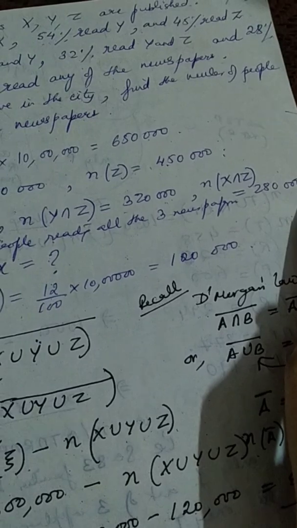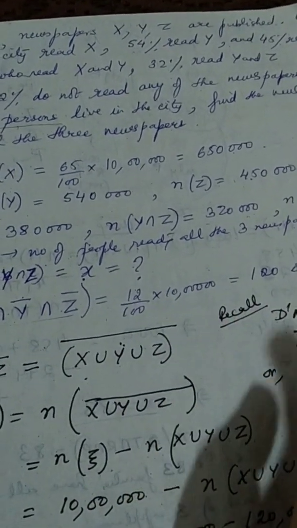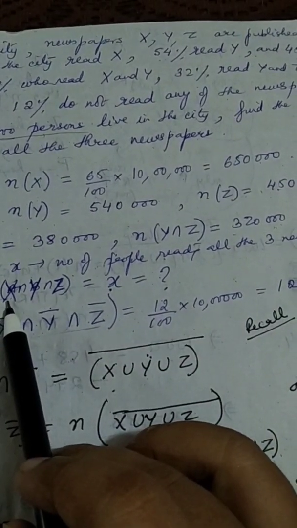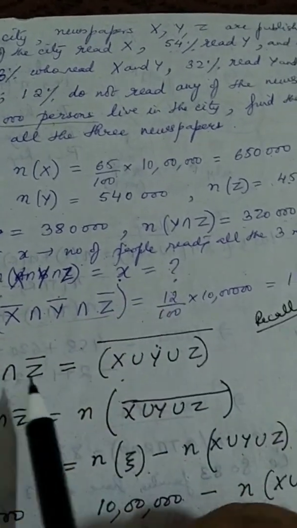The number of people reading all three newspapers is not known to me. I assume it to be x. You have been asked to find actually X intersection Y intersection Z, which is your x now.